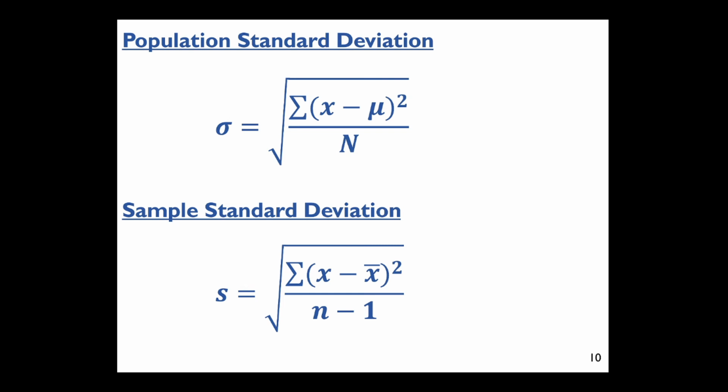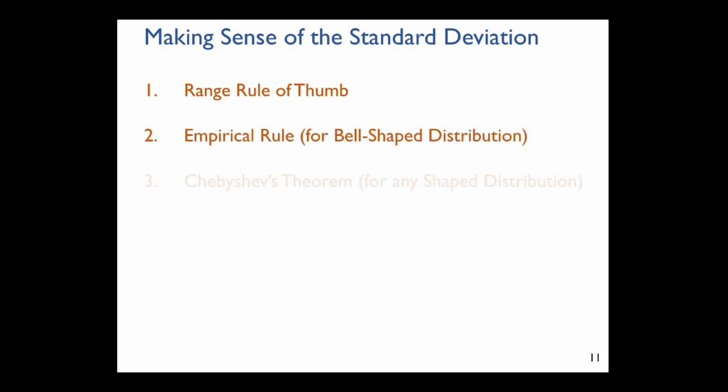So that concludes this video. Again, these videos are going to be for section 3-2. I'm going to break it up into 4 videos. In the next 3 videos, I'm going to talk about 3 ways which are going to help make sense of the standard deviation. So there's 3 things we're going to look at. The first is the range rule of thumb, the empirical rule for bell-shaped distributions, and then Chebyshev's theorem.